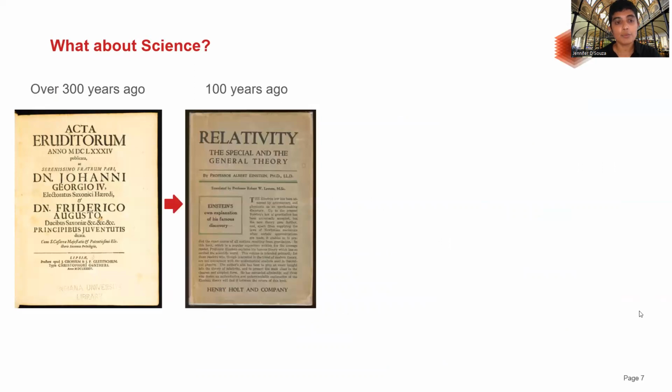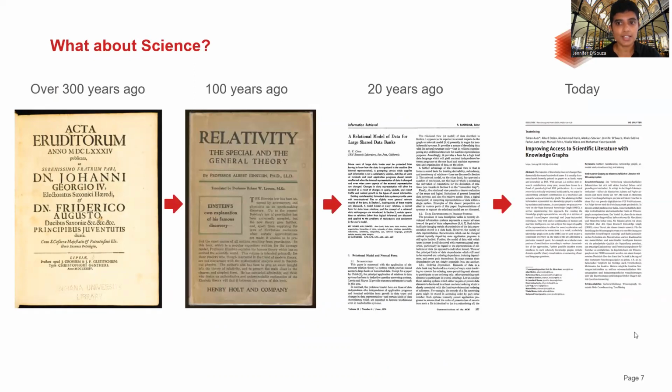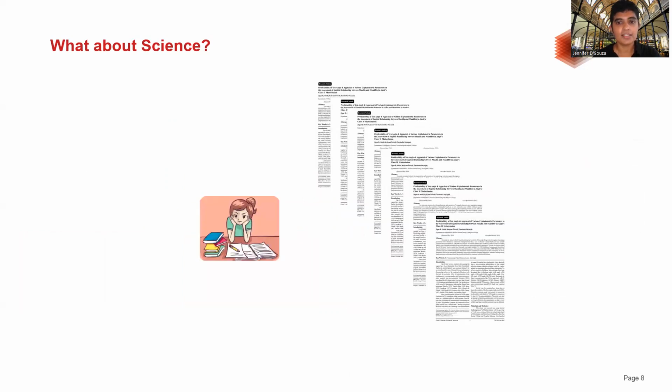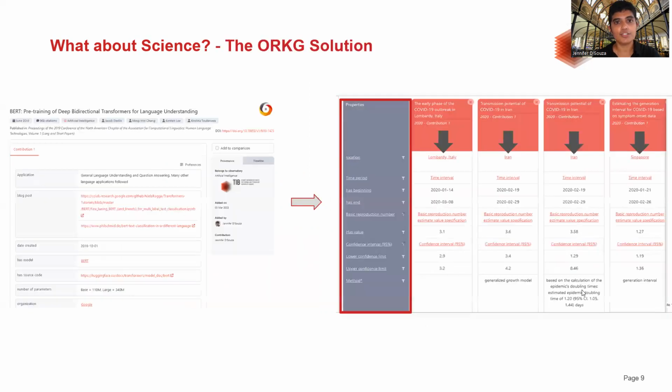Here we can see the trajectory of scholarly communication from over 300 years ago to today. As we can see, it remains discourse-based, so not much has changed. In other words, science does not harvest the full potential of digitalization. The scientist is still expected to scour through information buried in discourse text over large volumes of publications.